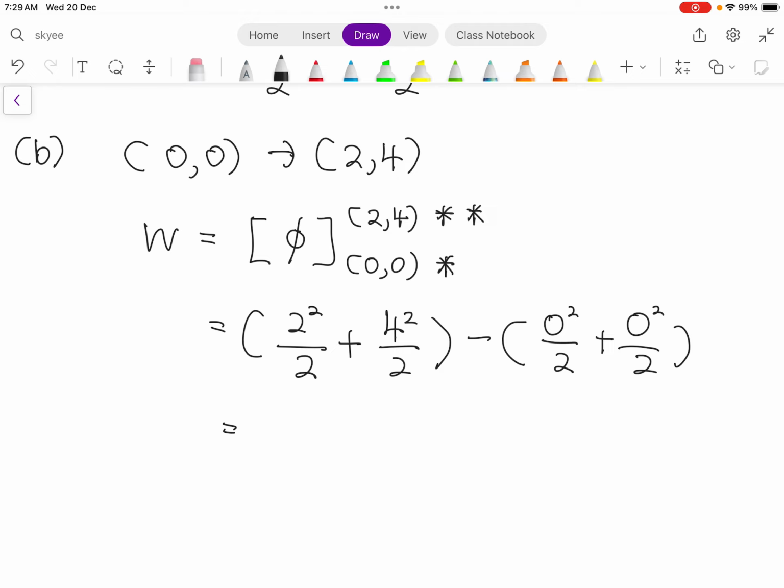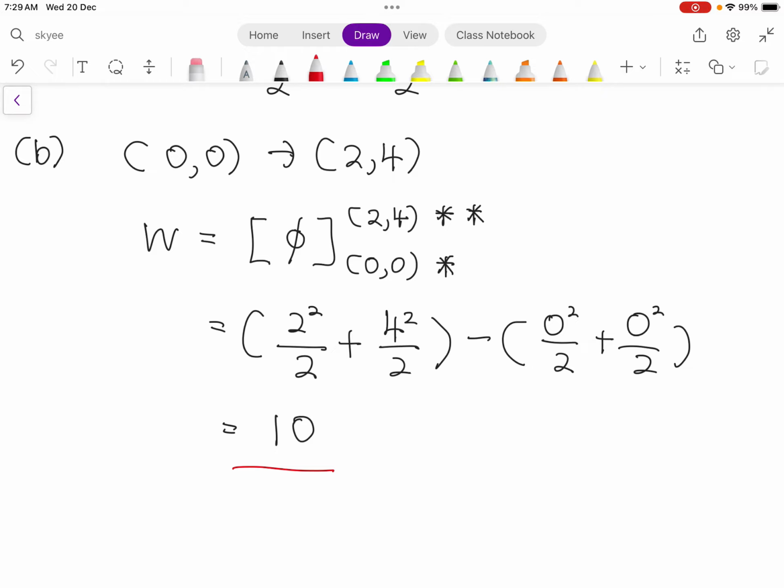So you will get your answer equals to 10, which is the same as the technique that we applied by using the previous technique.